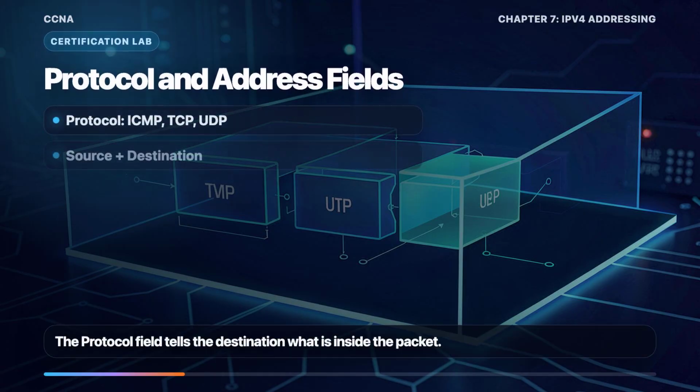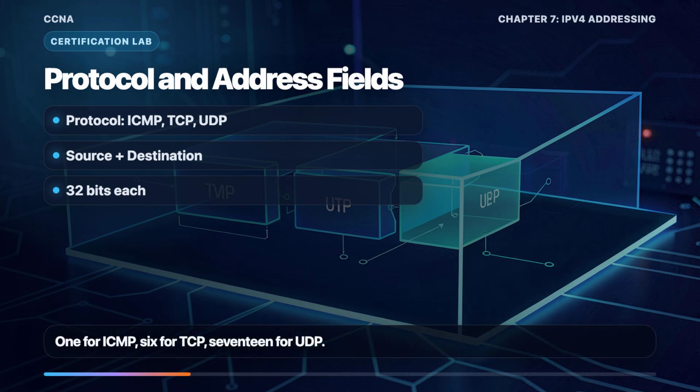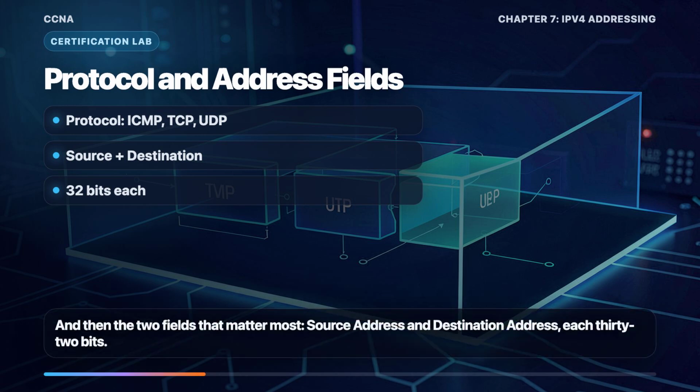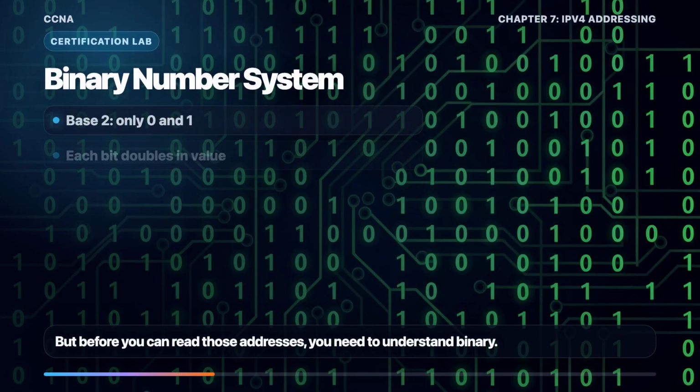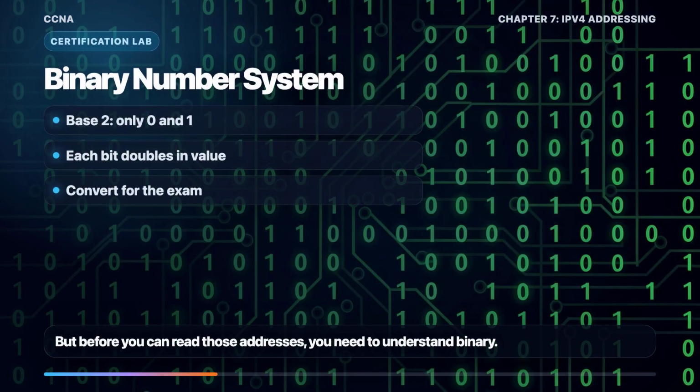The protocol field tells the destination what is inside the packet. 1 for ICMP, 6 for TCP, 17 for UDP. Header checksum verifies the header integrity. And then the two fields that matter most, source address and destination address, each 32 bits. But before you can read those addresses, you need to understand binary.